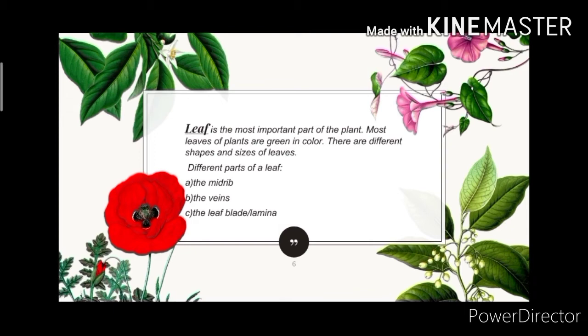And third is the leaf blade or lamina. Lamina is basically the broad green part of the leaf. This is known as lamina.